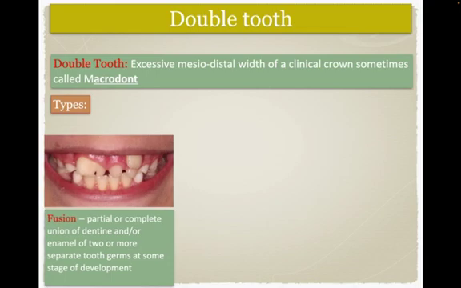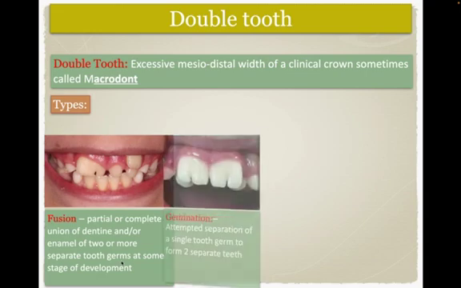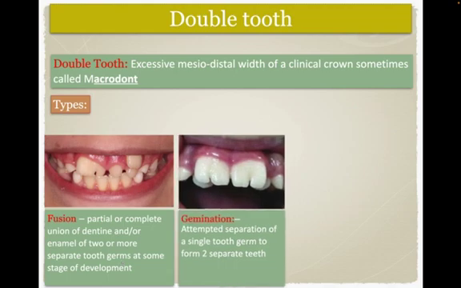Now, double teeth means that we have different types, like fusion or gemination. Fusion is partial or complete union of dentine and or enamel of two or more separate tooth germs at some stage of development. So basically, it's as simple as two teeth fused together. This fusion could happen at the level of enamel, or enamel and dentine, or enamel, dentine and pulp. Now, gemination is where the tooth attempts to separate. So we have a tooth bud, and this tooth bud is trying to separate into two teeth.